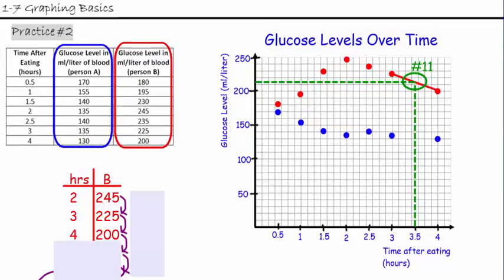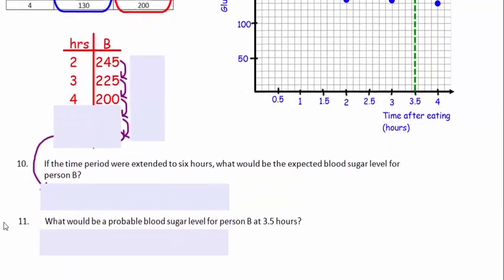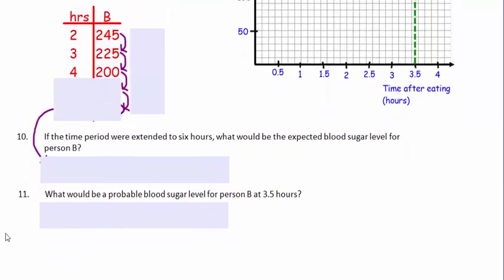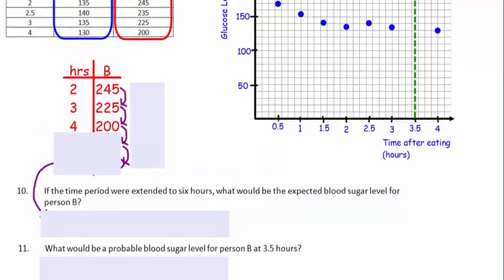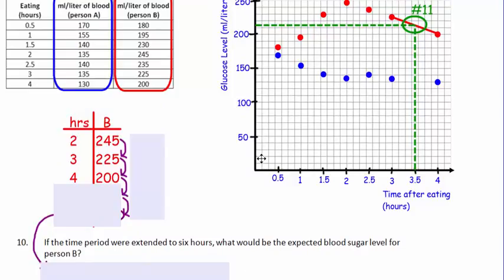So then we're going to interpret our graphs. So in question 10, it's saying, if the time period were extended to 6 hours, so we only have 4 here, if we went out to 6, what do you think is going to happen for person B? Okay, so what I did here is I just kind of gathered some data. I said, well, after 2 hours, person B was here. After 3 hours, they were here. After 4, they were here.